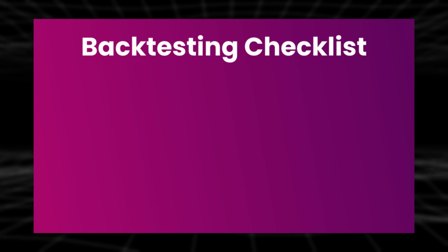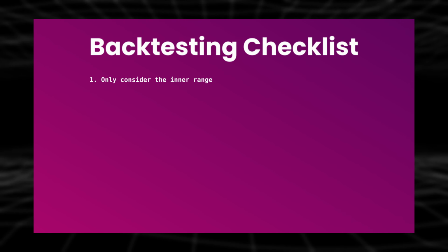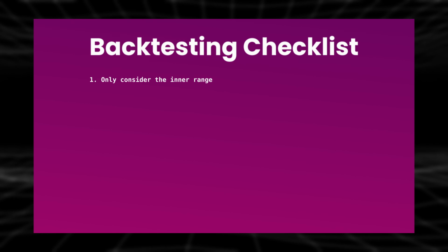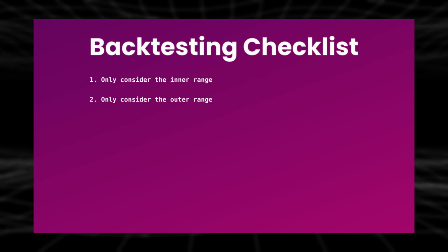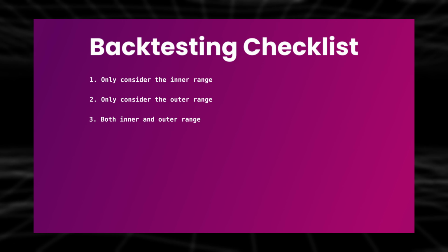I have 6 backtesting scenarios. The first I'll just be using the inner range only. We'll also use the outer range only and then use both. We'll then switch up some things and try and do a reward risk ratio of 1:1.